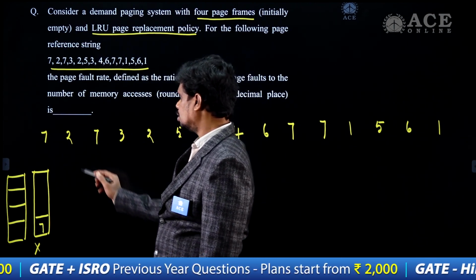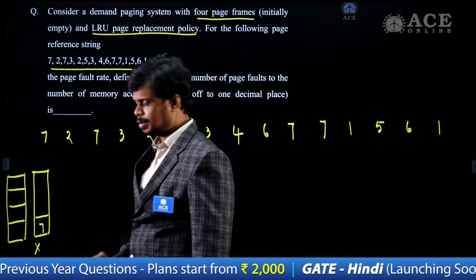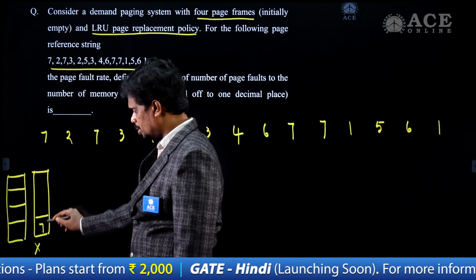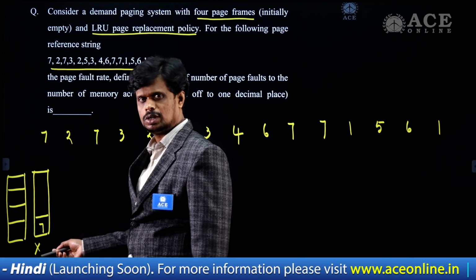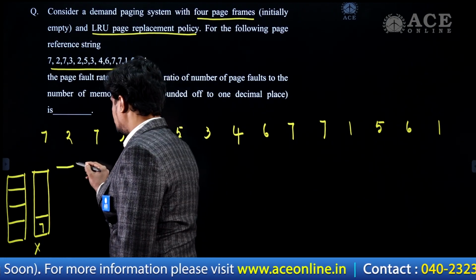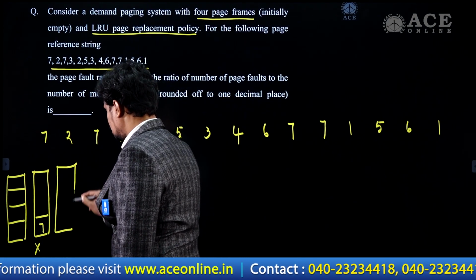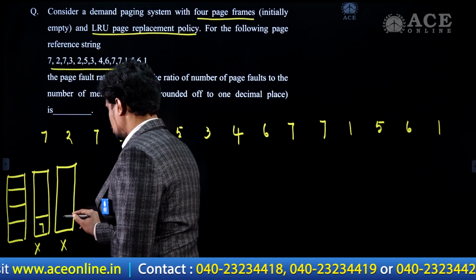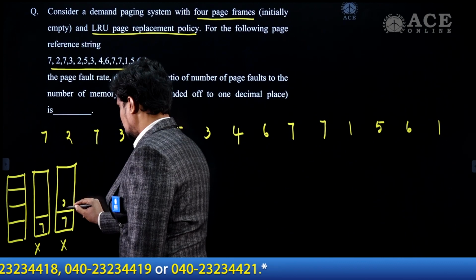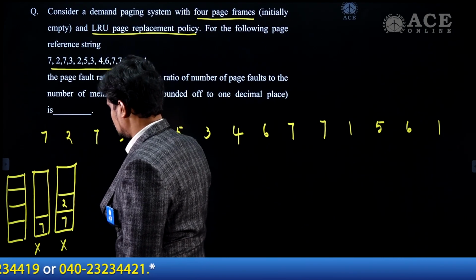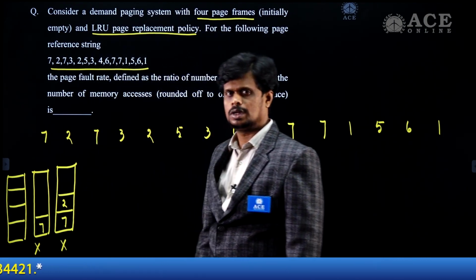Now the CPU is willing to access page 2, but page 2 is not part of the current main memory. We have only page 7 but we don't have page 2. So that is leading to a page fault, right? 7 is there already in the main memory. Just now we are bringing page 2 into the main memory, right?